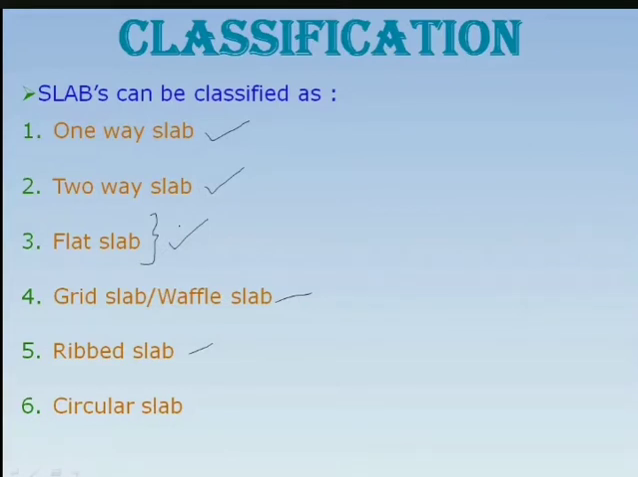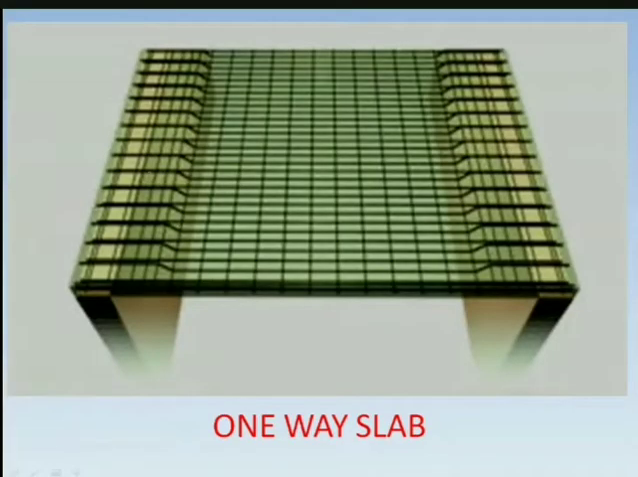Now I'll be showing you all the images and trying to tell you what the differences are between these six types of slabs. I've collected images so that things will become easy for you to understand. So first, let me start with the one-way slab. What do you mean by one-way? Your main reinforcement will be along the shorter span, and your distribution reinforcement will be along the longer span. That's it.